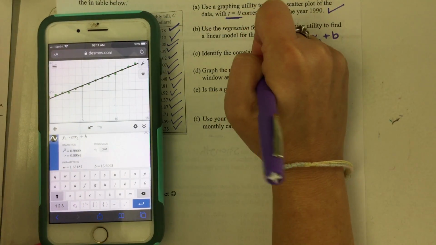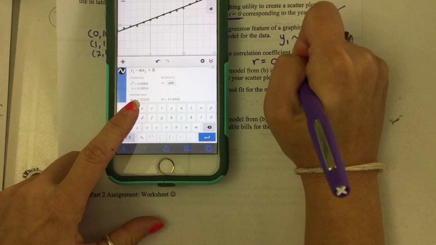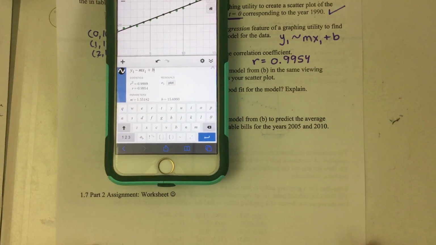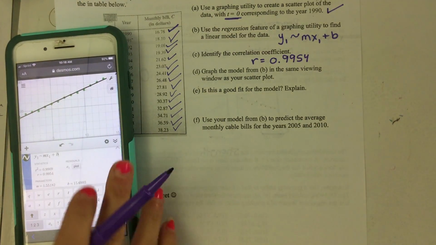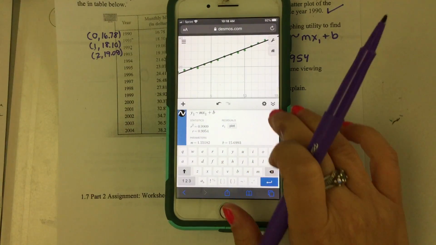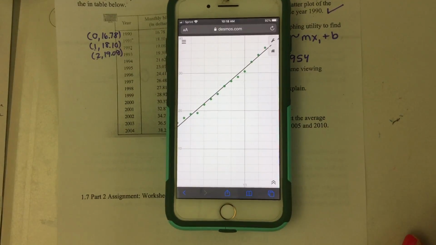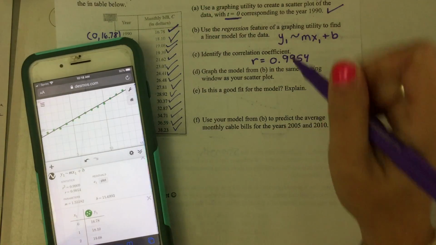Identify the correlation coefficient. That's the R value. Our R value, check this out, 0.9954. That's even closer than our other example. Graph the model in the same viewing window as your scatter plot. What that means is you need a line in the same screen. So on your test, you would raise your hand. I would look and say, okay, do you have a scatter plot, any line going through it? Check it off and you get your points. Okay, so we did that.